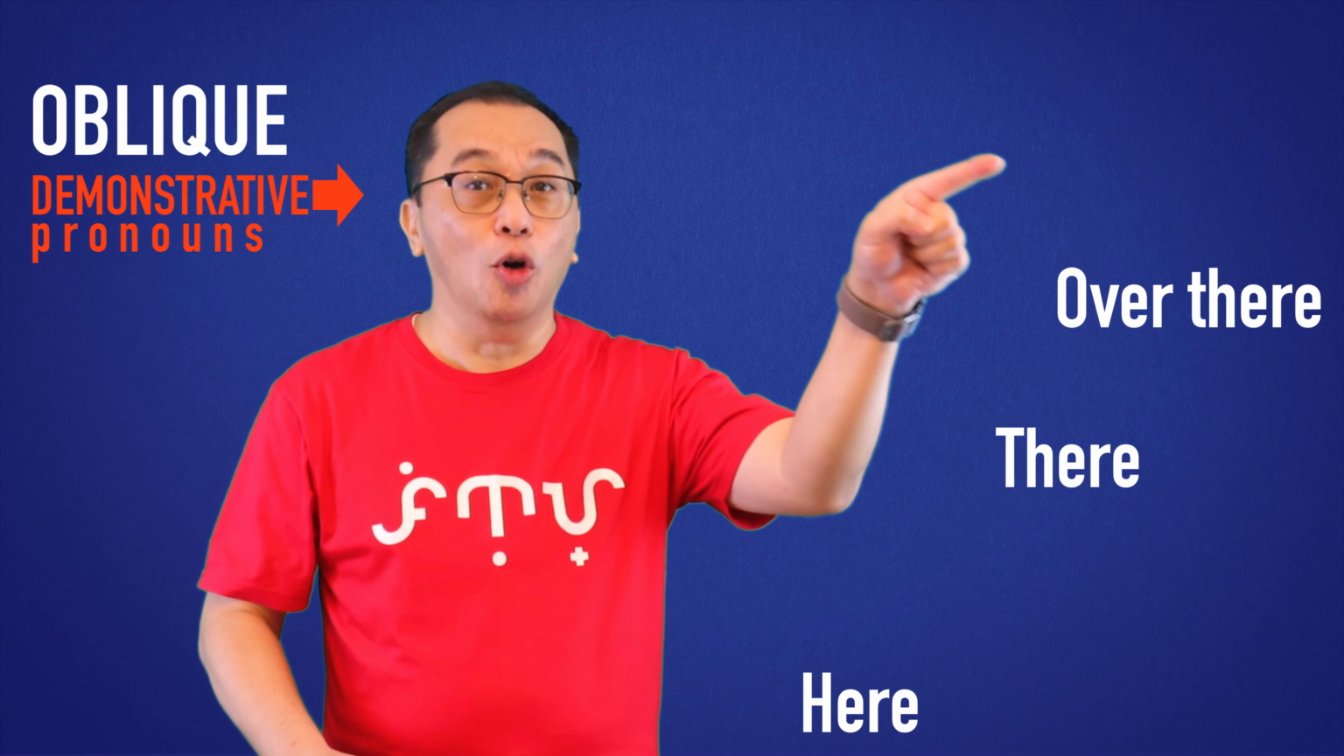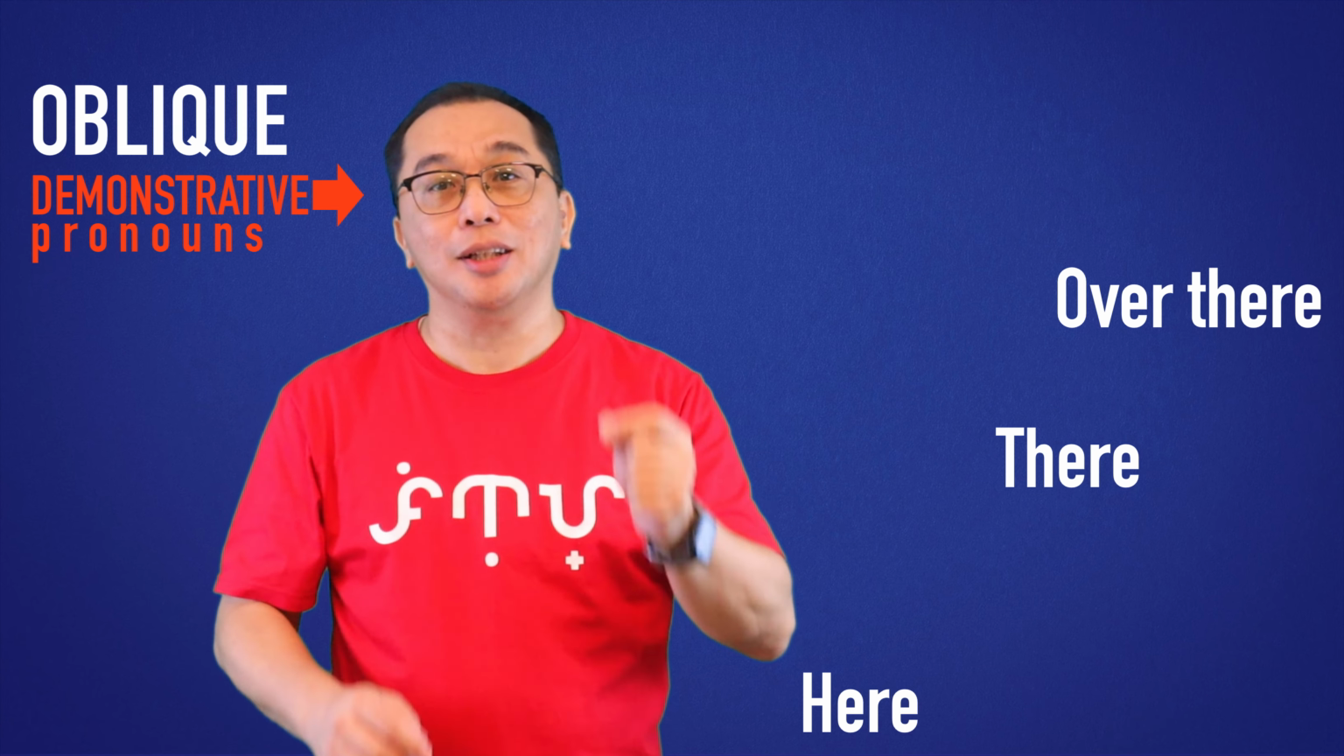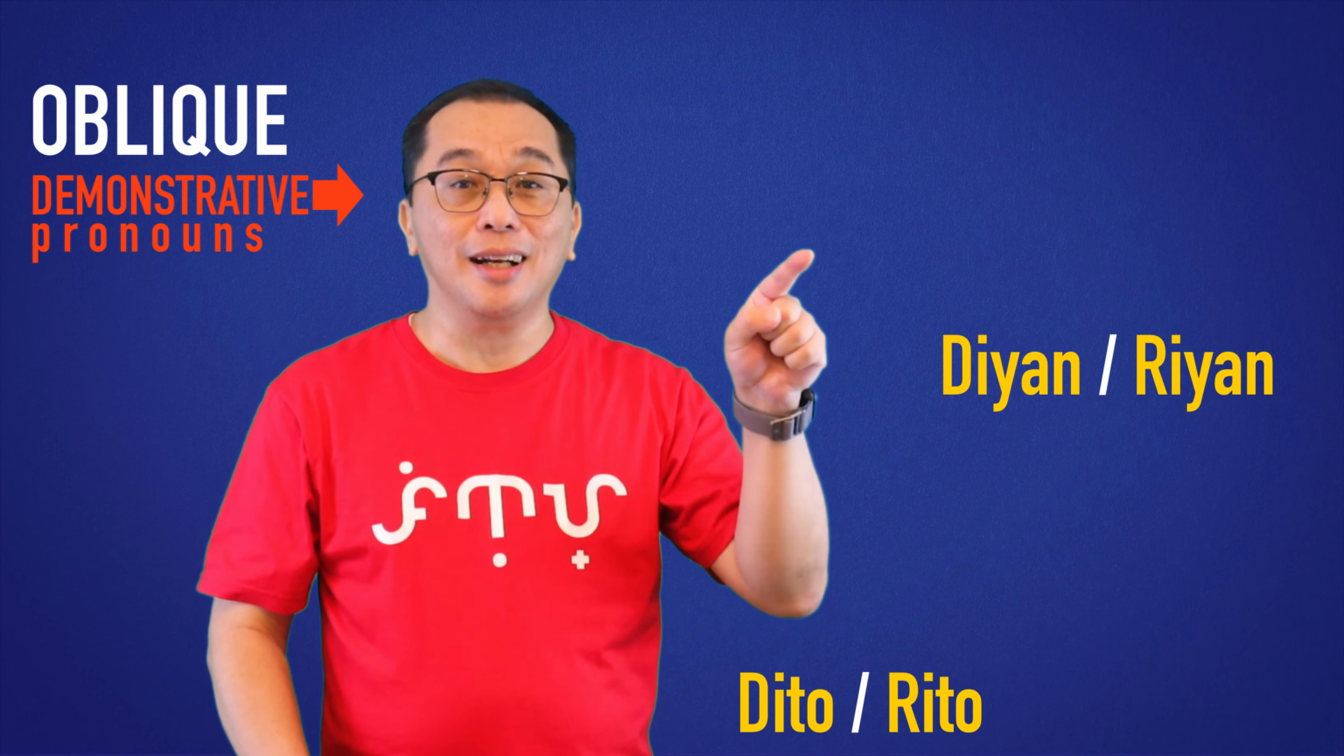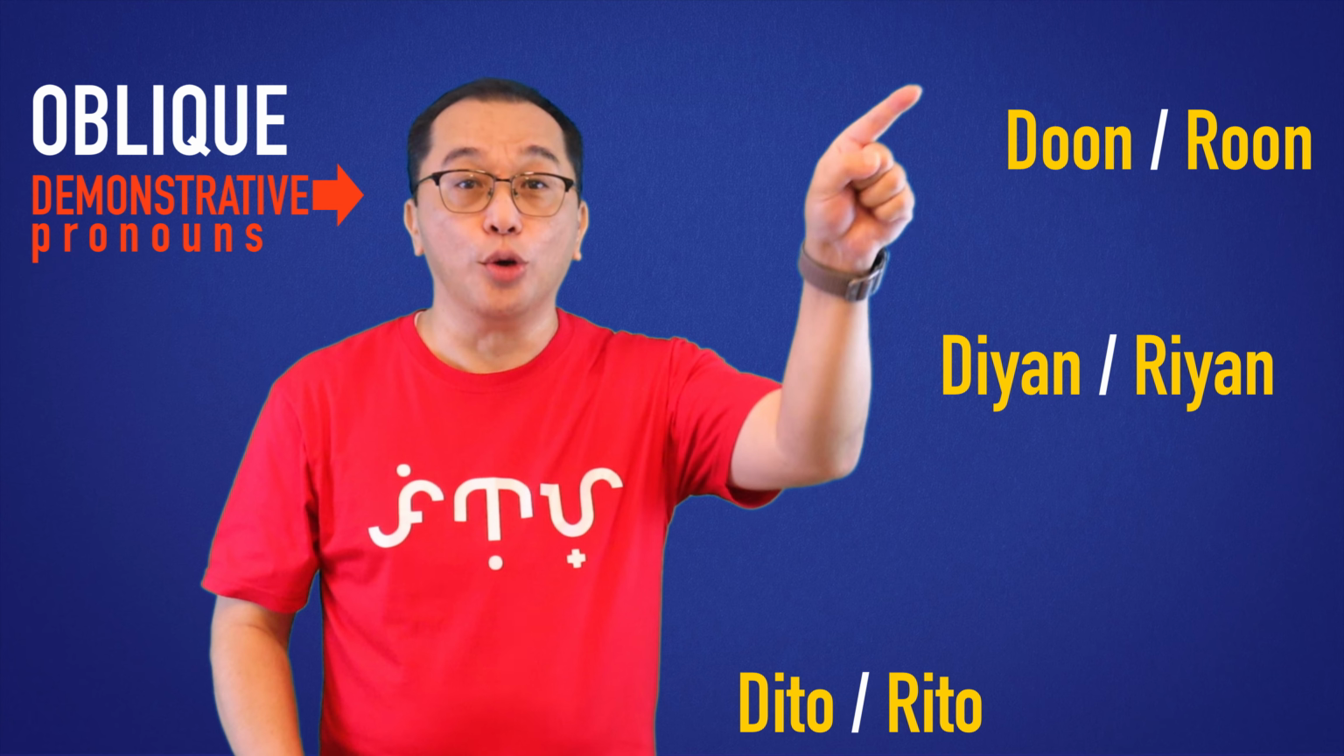In the last 2 videos, I talked about the oblique demonstrative pronouns, which are the equivalent of the English here, there, and over there. I told you that in Tagalog, we have 2 forms for each. Dito, rito, diyan, riyan, and doon, roon.